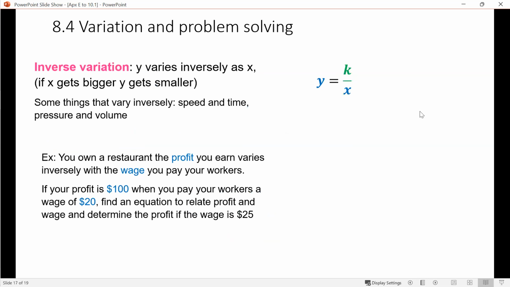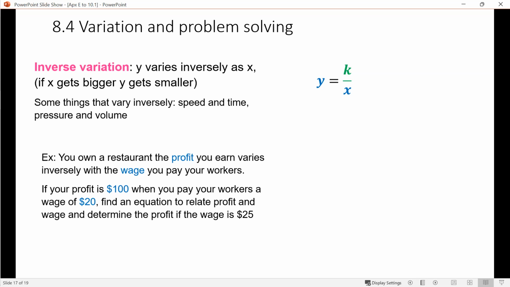Let's take a look at inverse variation. In inverse variation, y varies inversely as x, meaning if x gets bigger, y gets smaller, and vice versa. Some kinds of things that vary inversely are going to be speed and time, right? Because the faster you go, the less time it takes to get somewhere. And things like pressure and volume. The more pressure that is applied, the smaller the volume is going to be.